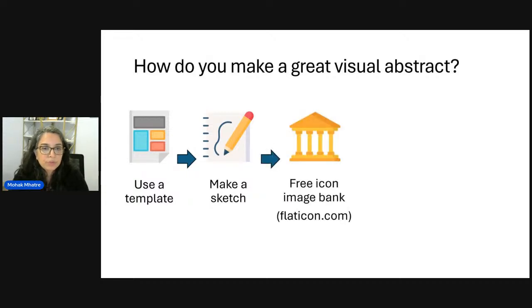You want to make sure you avoid copyrighted images. And so I would recommend using a free icon image bank. There are several of them available online. An example of one is flaticon.com.